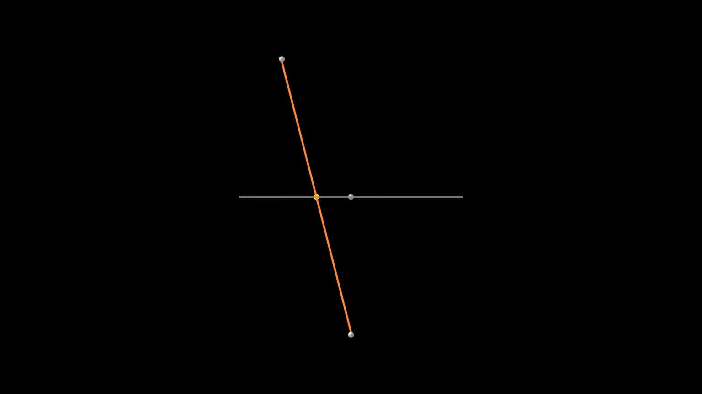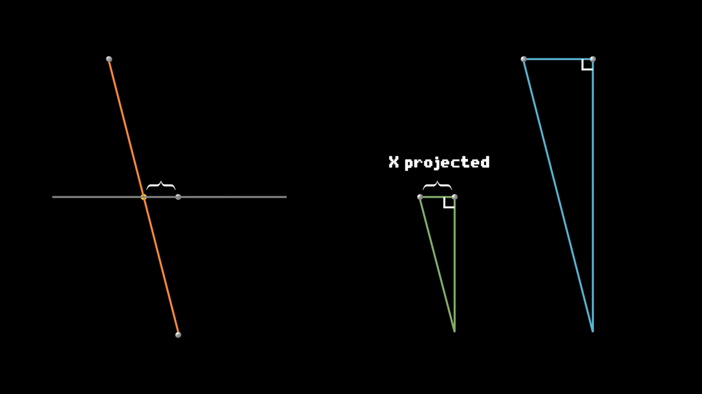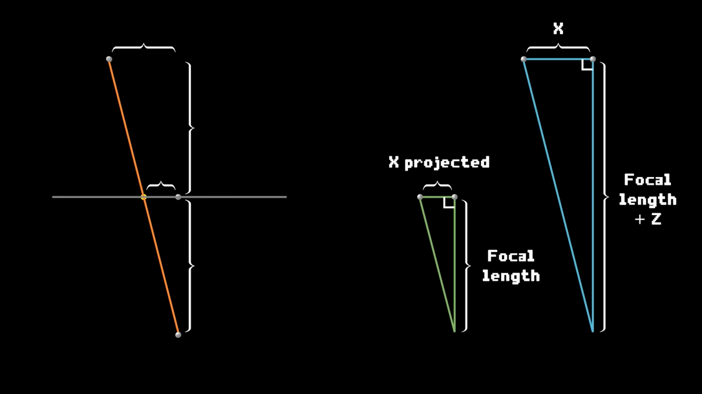So to get that length, let's use some geometry to help us out. Let's draw two right triangles, one from the intersection point and one from the vertex. Now that we have these two triangles, let's label some stuff. This distance is X projected, which is what we're trying to solve for. This distance is the X coordinate of the vertex. This distance is the distance from the camera to the screen, which actually has a name. It's called the focal length. And finally, this distance is the sum of two things, the focal length and the Z coordinate of the vertex.